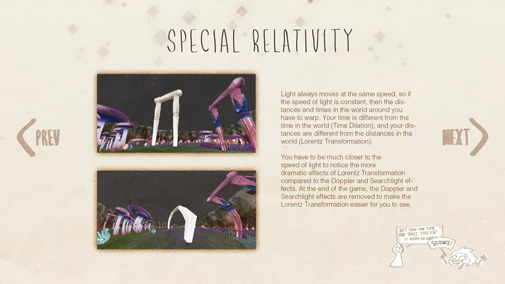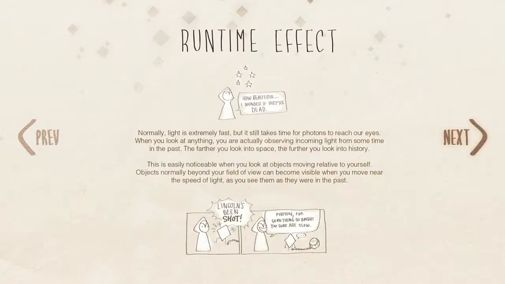At the end of the game, the Doppler and searchlight effects are removed to make the Lorentz transformation easier for you to see. And then the runtime effect. Normally light is extremely fast, but it still takes time for photons to reach our eyes. When you look at anything, you're actually observing incoming light from some time in the past, which I was explaining earlier in the video, very poorly because I was getting distracted by the acid trip I was having.